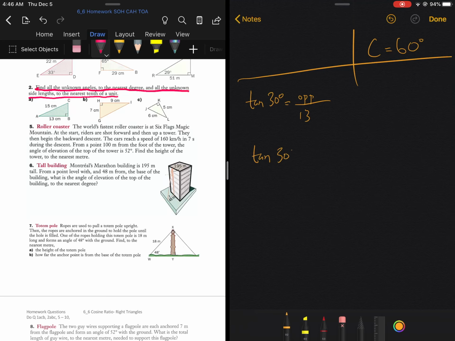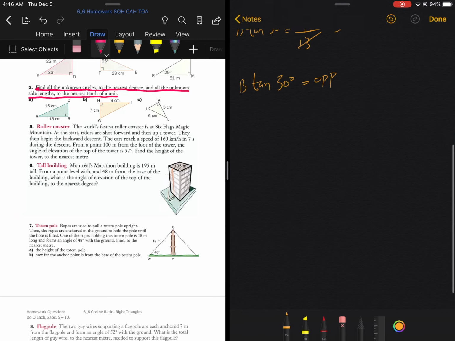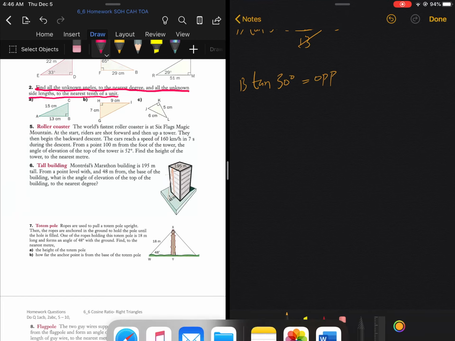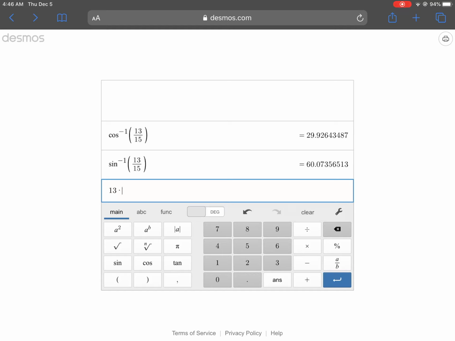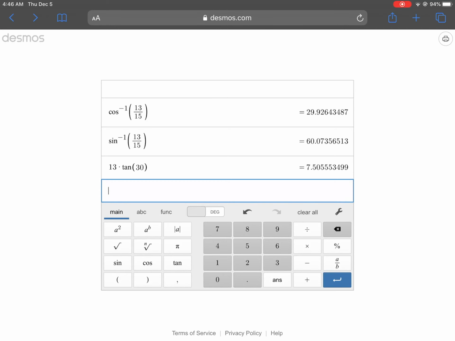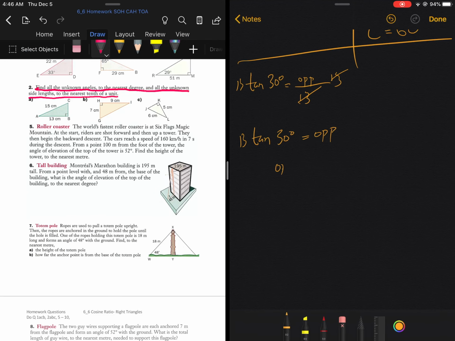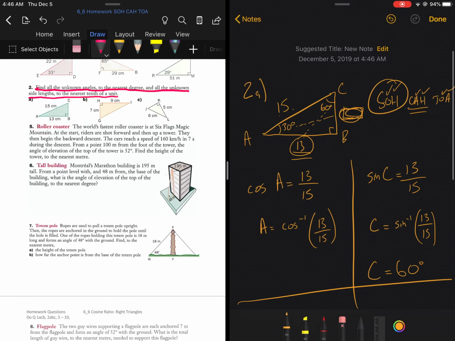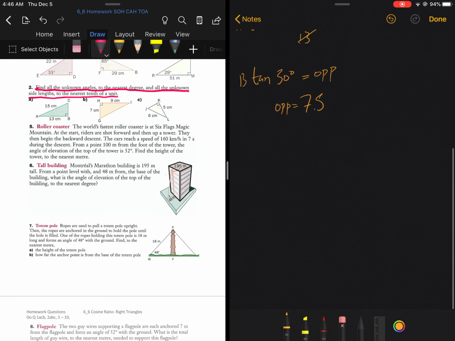So let's solve. Tan of 30 degrees, multiply both sides by 13. 13 tan of 30 equals opposite. So then, 13 times tan of 30 is 7.5. Opposite equals 7.5. And we have everything we need. We know everything about our triangle. Okay?